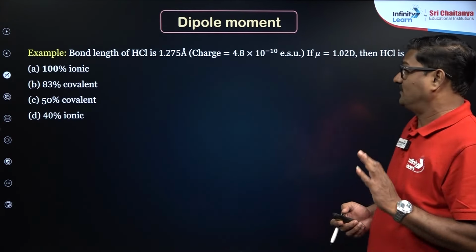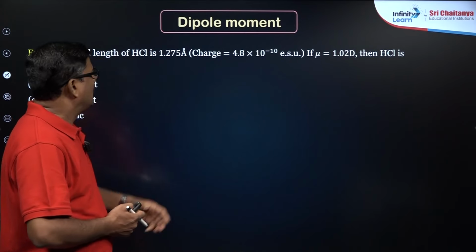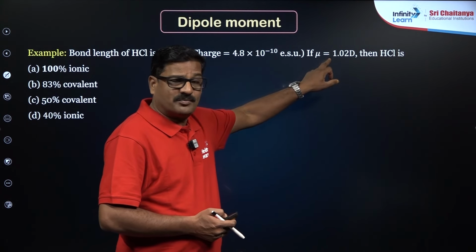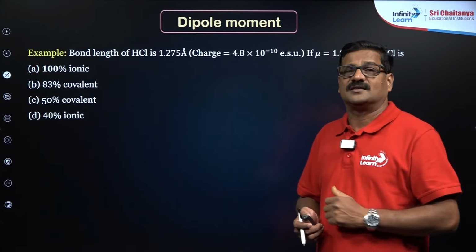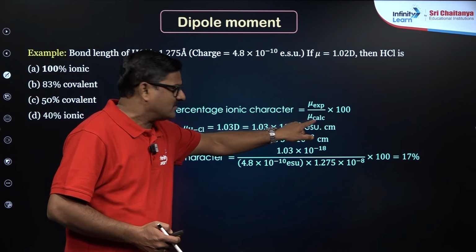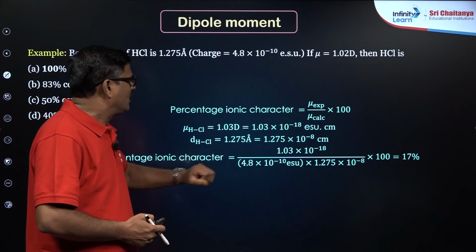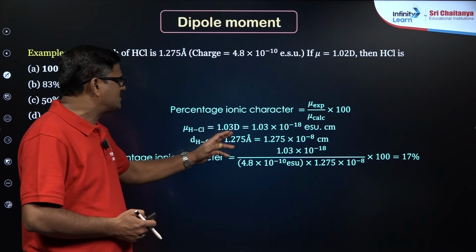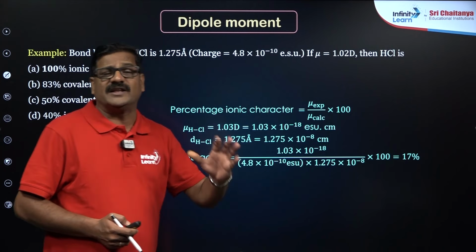You can see a question: the bond length of hydrogen chloride is 1.1275 angstrom units, the charge conversion is given, and the dipole moment experimentally observed is 1.02 D, and then various options for HCl are given. So let us directly calculate the percentage of ionic character, that is experimental dipole moment upon calculated dipole moment into 100. In that, the observed value is 1.03 into 10 power minus 18 esu centimeter, and the bond distance is 1.275 into 10 power minus 8 centimeter. If we substitute here, we get 17% ionic character.